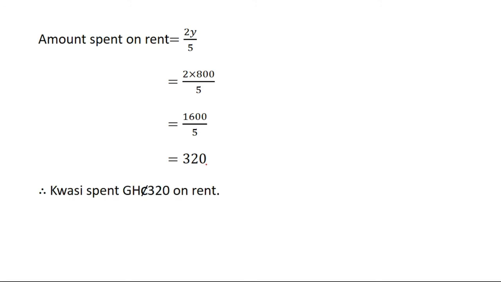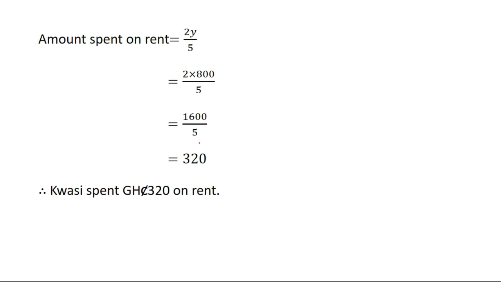Then the question told us to find the amount of money he spent on rent. In terms of fraction, the amount of money he spent on rent is 2y over 10. You have found y to be 800, so you replace y with 800. So you are going to have 2 times 800 divided by 10. 2 times 800 will give us 1,600 divided by 10, which will give us 160. So you can see that Kwesi spent 320 Ghana cedis on rent.